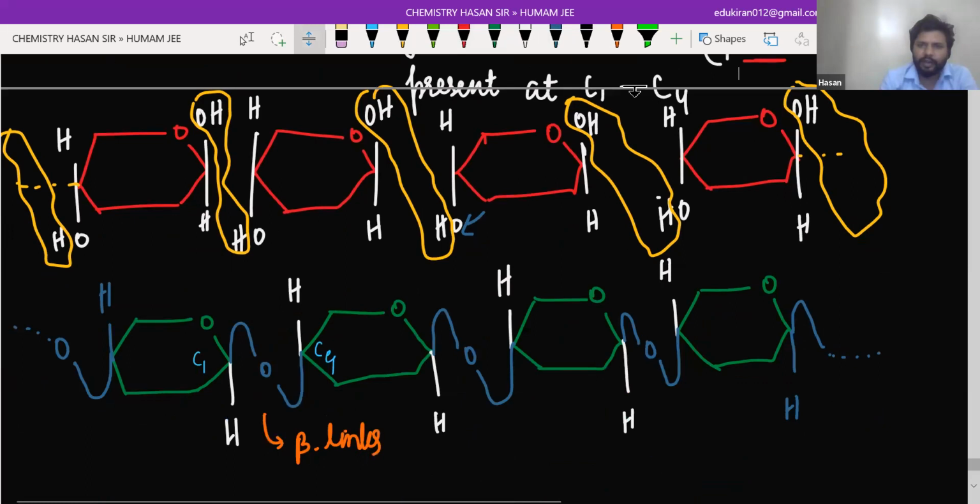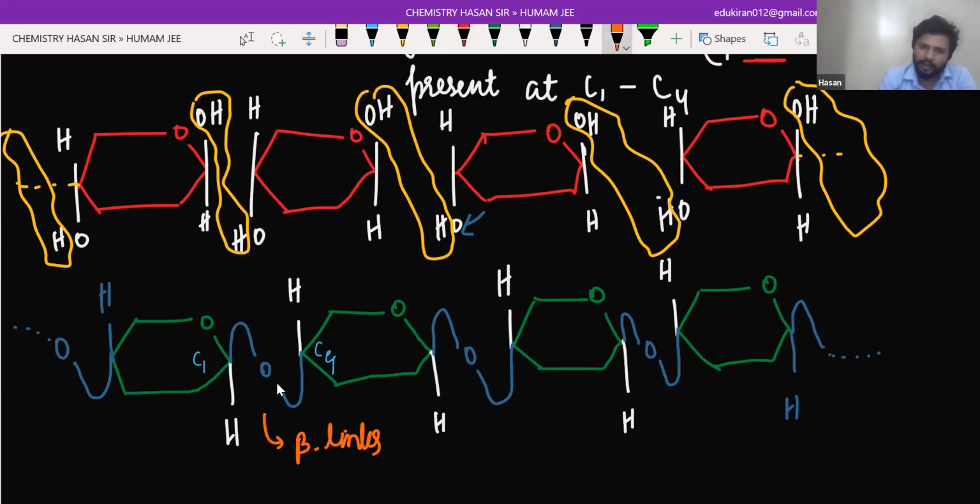So this is your beta D glucose in which you just need to remove water. Now this is your beta link or glycosidic linkage. The glycosidic linkage or beta link is between C1 and C4. This is your C1 and this is your C4. So I think it's very easy.